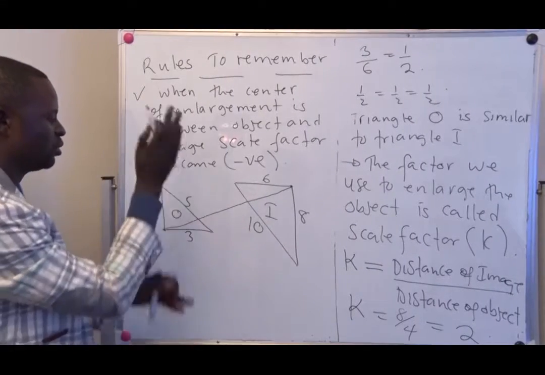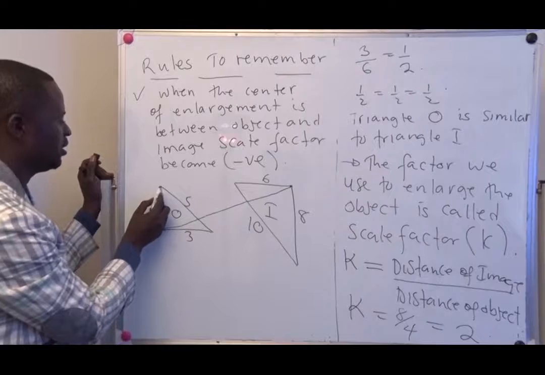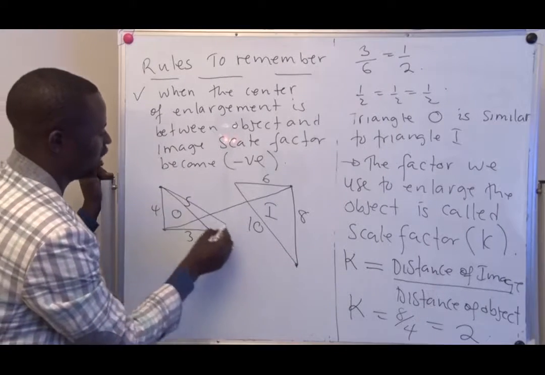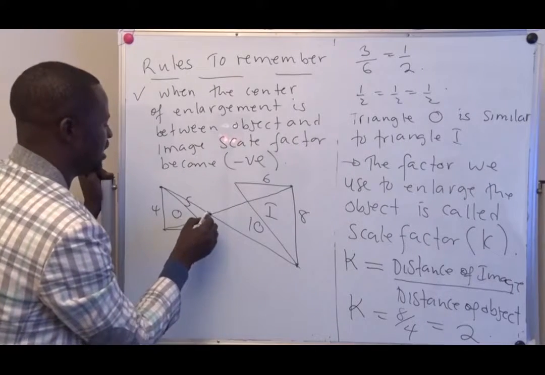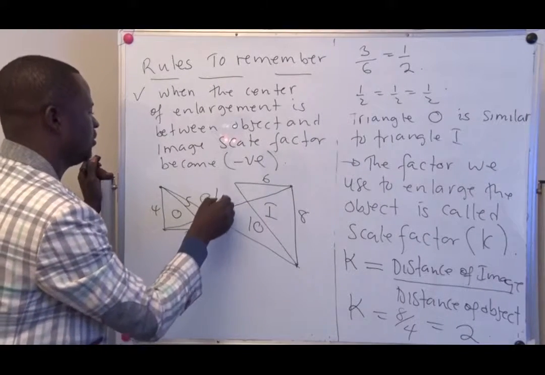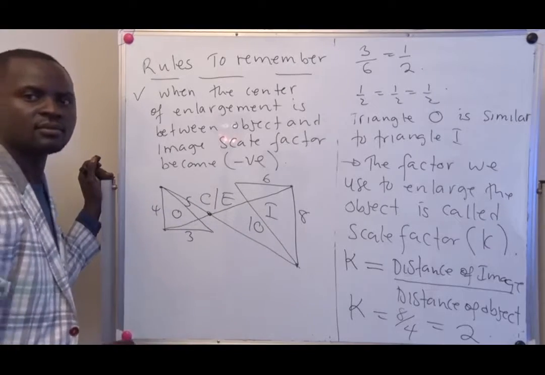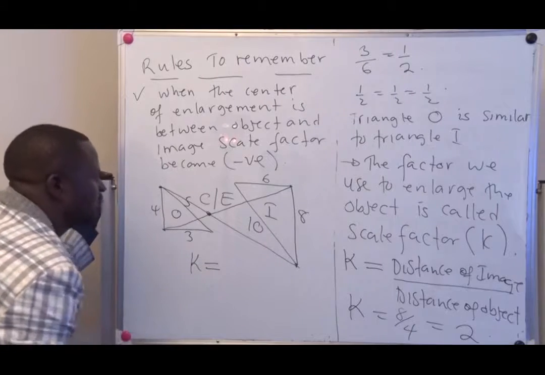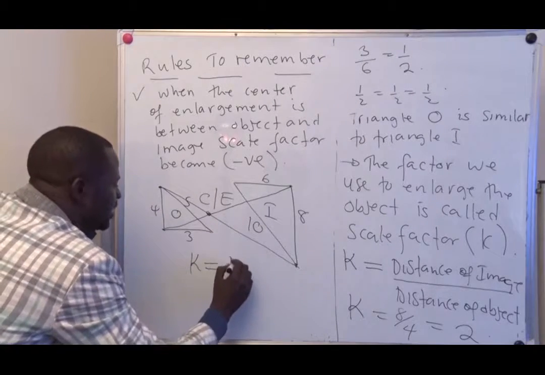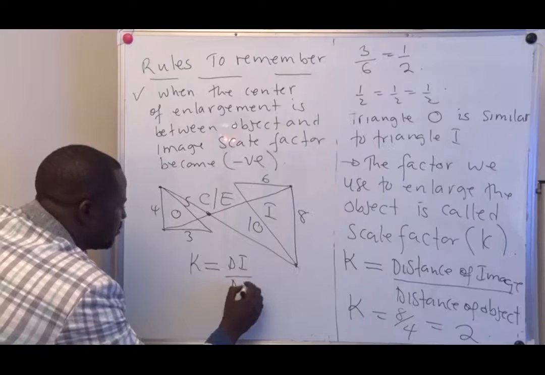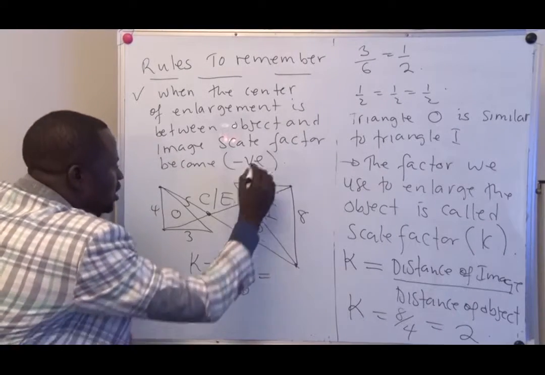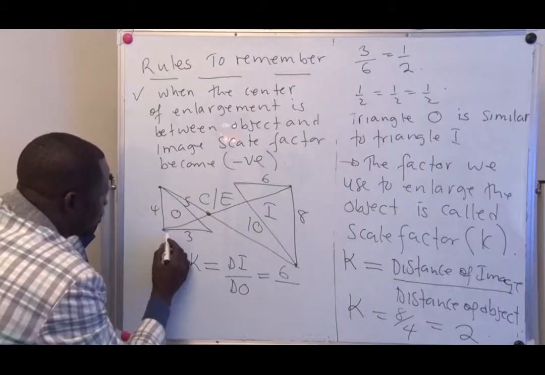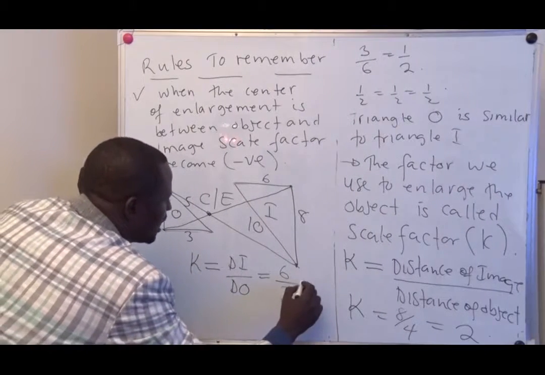Also, this one has been switched down. It means this point of the object corresponds to this point of the image. You also join them with a ruler. Where they meet, that is the center of enlargement. It's simple. So, enlargement now, the scale factor will be distance moved by the image over distance moved by the object. If I take 6, it has to be over the corresponding side, 3. So the answer is 2.